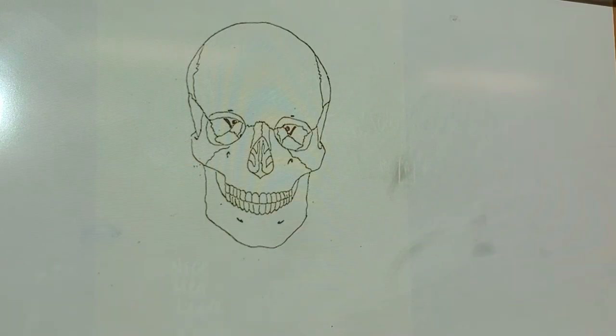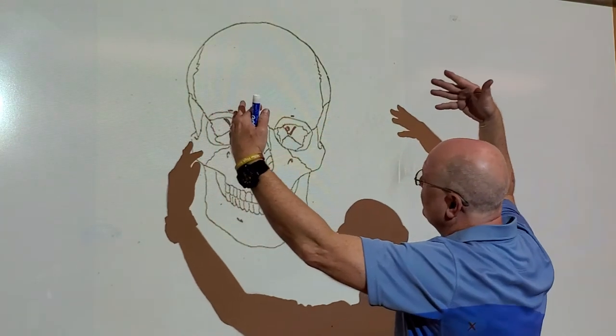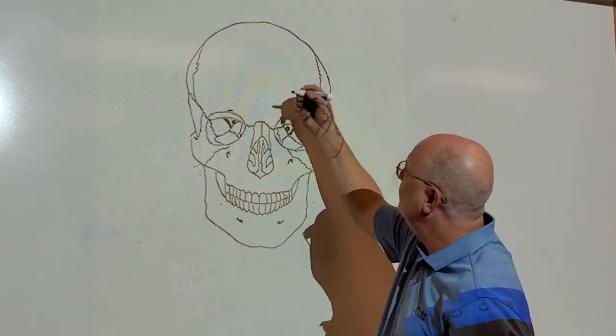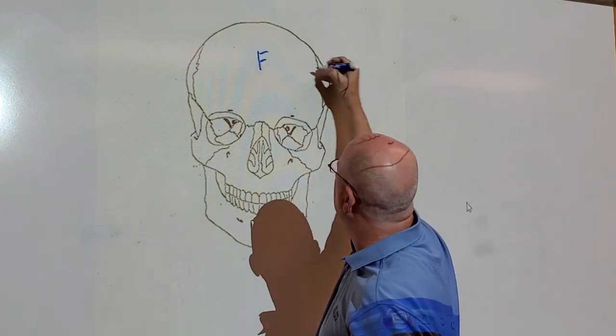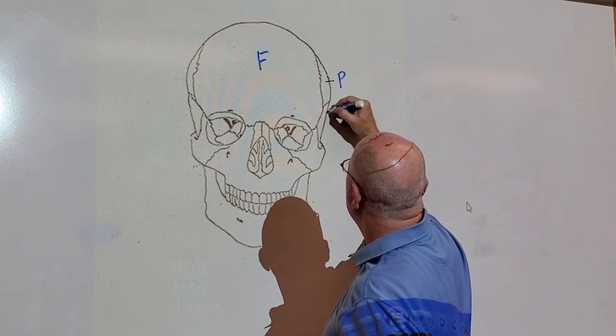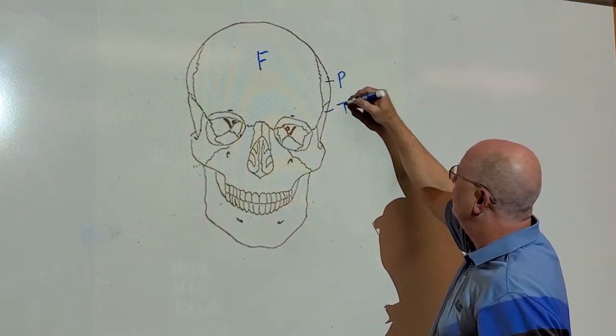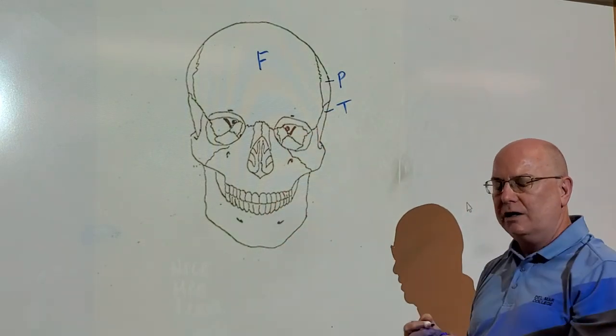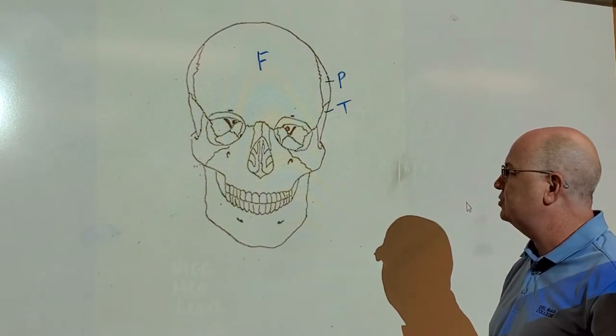And we're gonna go to an anterior view of the skull. And this is drawn because we catch a little bit of it at an angle. But this bone would be the frontal bone. This would be the parietal bone. This is the temporal bone. Obviously we don't see the occipital bone, it's at the back of the skull.